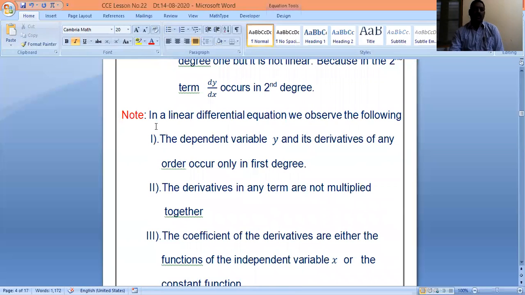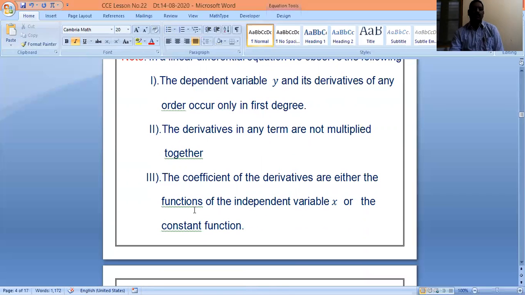Note, in a linear differential equation we observe the following. Number 1, the dependent variable y and its derivatives of any order occur only in first degree. Number 2, the derivatives in any term are not multiplied together. Number 3, the coefficients of derivatives are either functions of the independent variable x or constant functions.